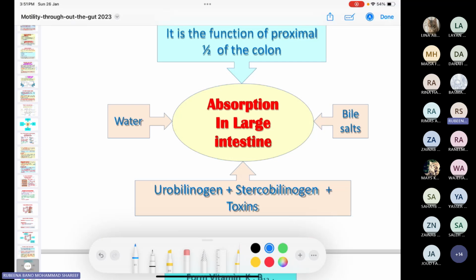Okay, absorption in the large intestine. Absorption occurs mainly in the proximal half of the colon, meaning the ascending colon and half of the transverse colon. So absorption is the function of the proximal half of the colon. And what is absorbed? Water, bile salts, urobilinogen, stercobilinogen, and the toxins. They are all absorbed in the proximal half of the colon.